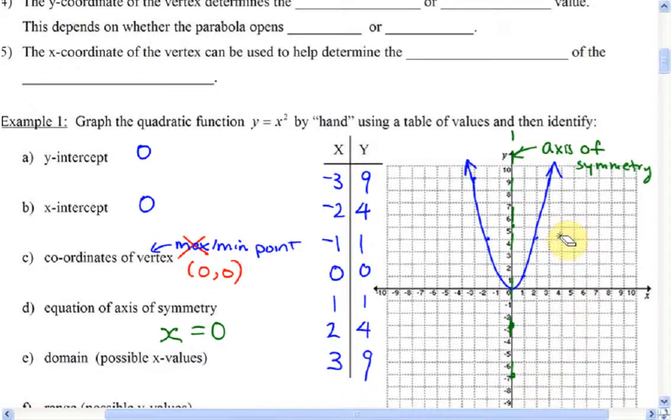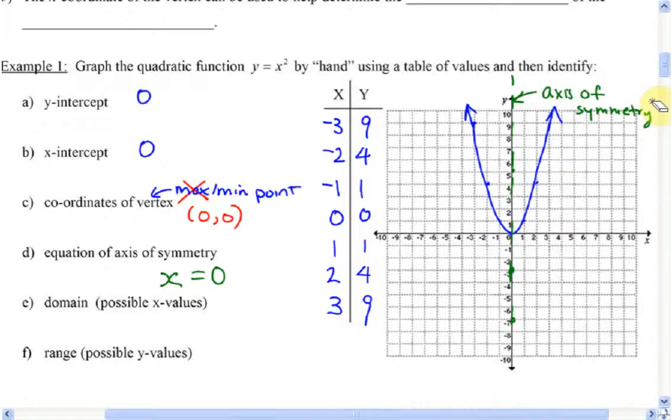Now, we also learned about these two terms last year in grade 10, domain and range. Domain stands for all possible values of x. So tell me what the possible values of x are. How about everything to the right of 0? And also everything to the left of 0? So what do we call that? All real numbers. Yes, good.